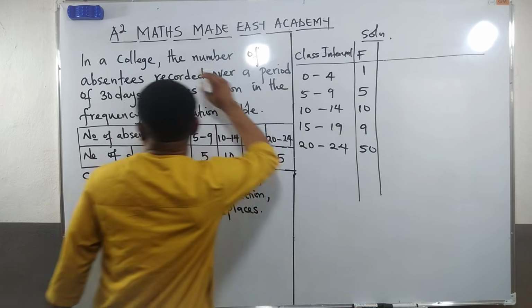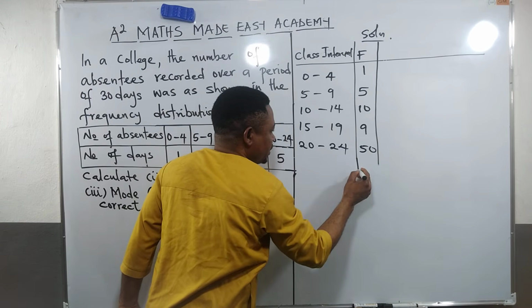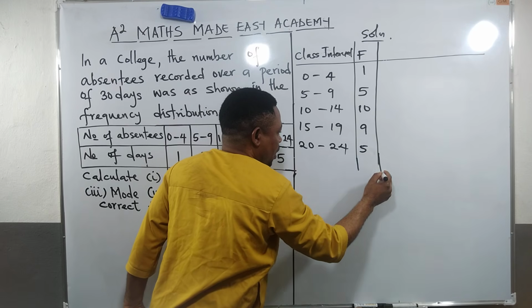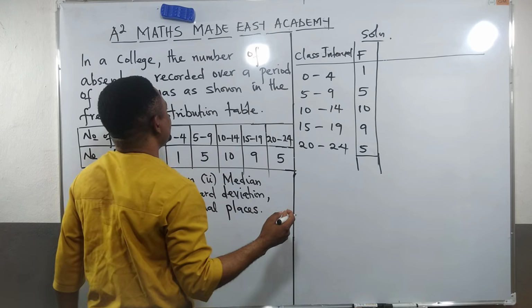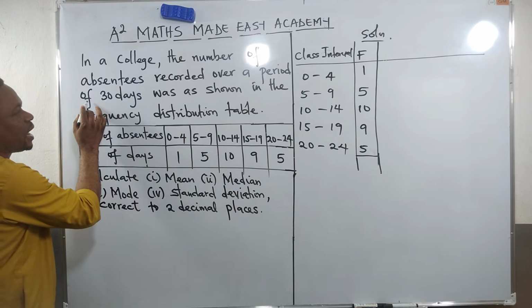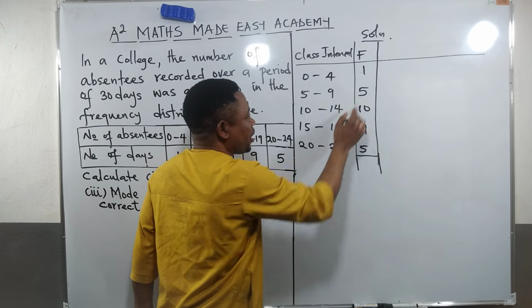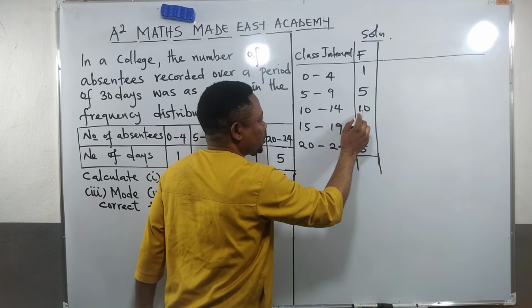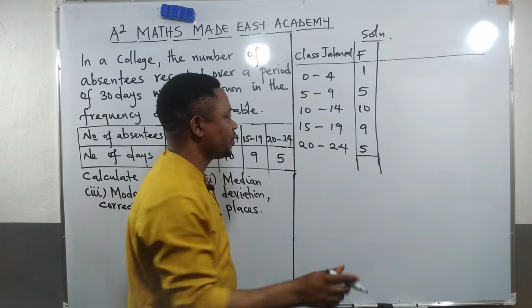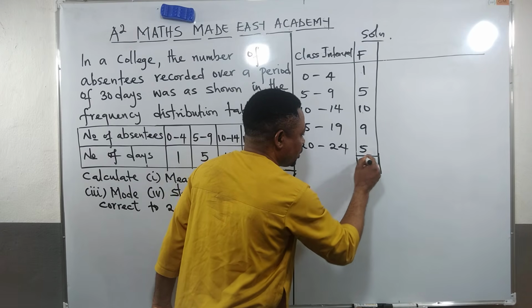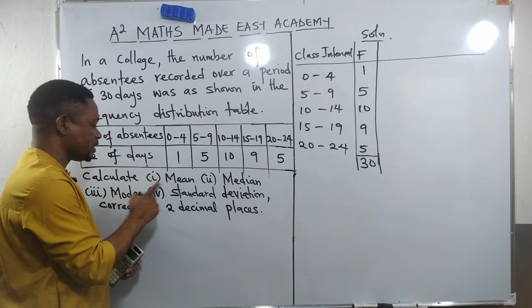Are you with me now? I want you to observe something here. Just look up. After identifying this, you now add them together. I don't even need to add them together because the question has already given that it is over 30 days. But let's add. 1 plus 5 will give you 6. Then 6 plus 10 will give you 16. Then 16 plus 9 will give you 25. Then 25 plus 5 will give you 30. So the total frequency is 30.